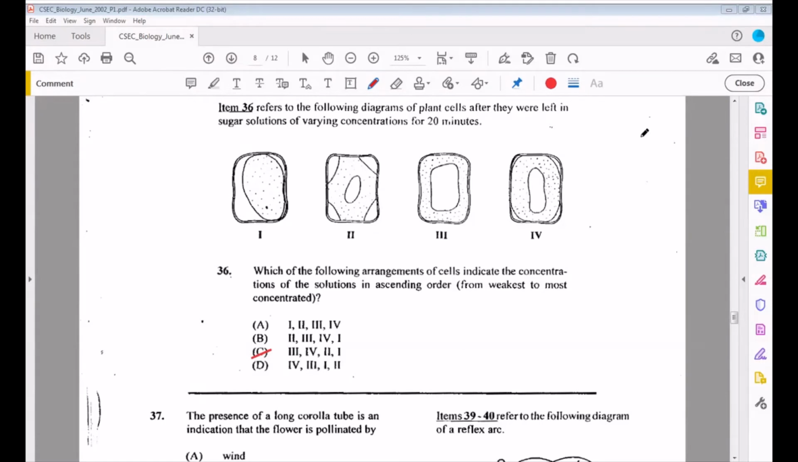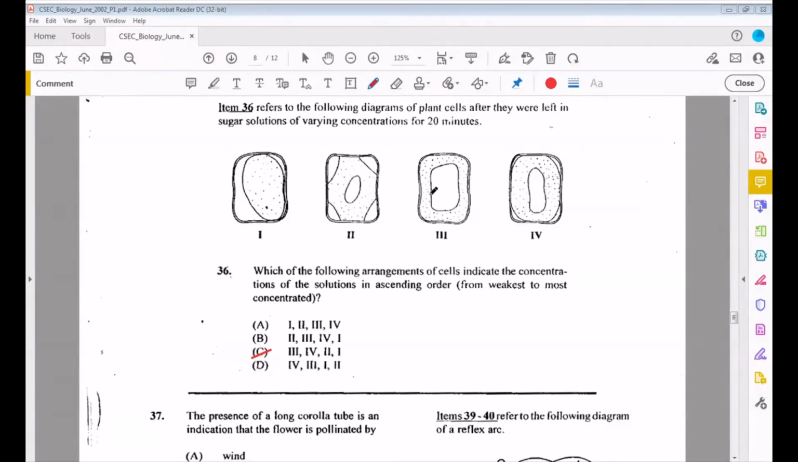Item 36 refers to the following diagram of plant cells after they were left in sugar solution of varying concentrations for 20 minutes. So 36, which of the following arrangements of cells indicate the concentration of the solution in ascending order, meaning from the weakest to the most concentrated? The answer would be C.